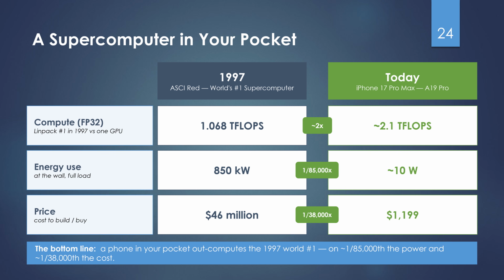An iPhone 17 Pro Max is twice as fast. It consumes 85,000 times less electricity to produce 2 times the output. And you can literally put it in your pocket for $1,200 instead of spending $50 million just to build it and millions to just run it. That's the technological progress that we're talking about, okay?